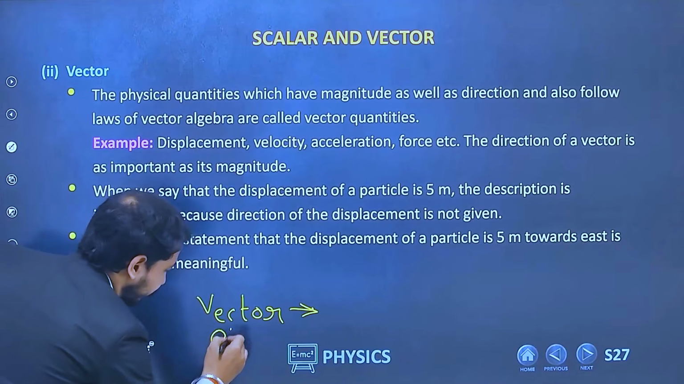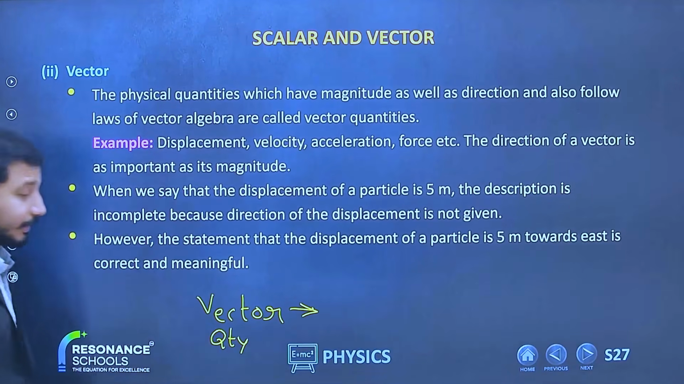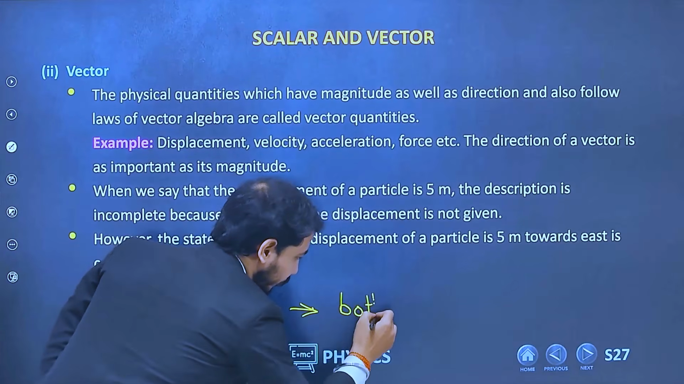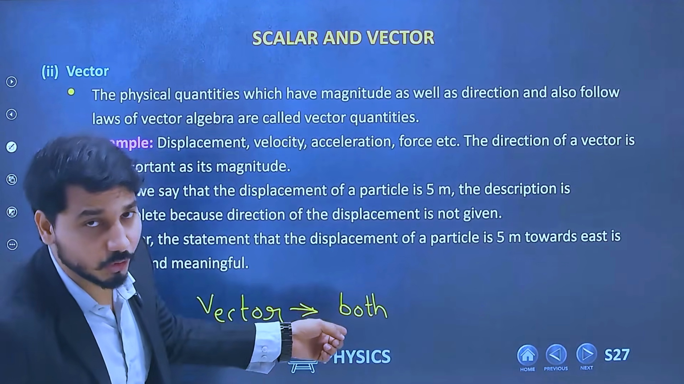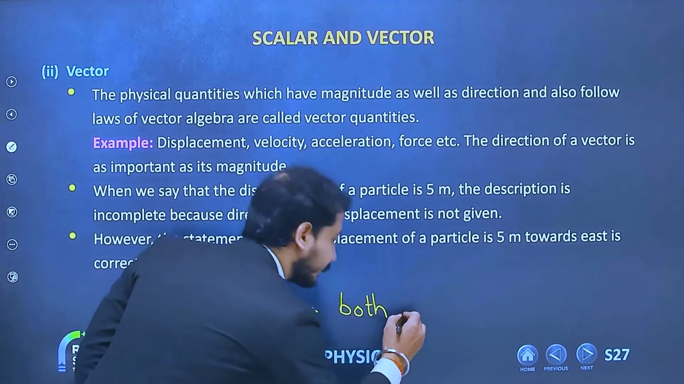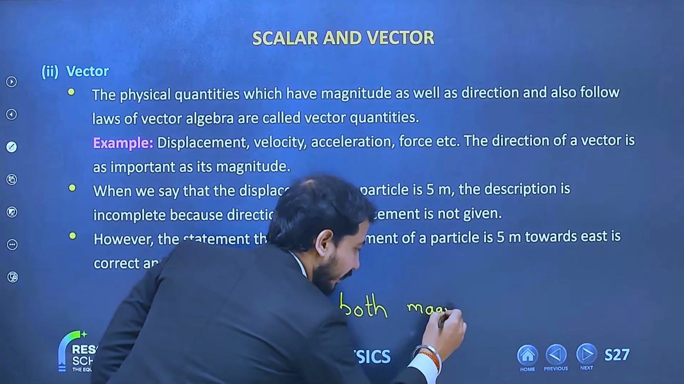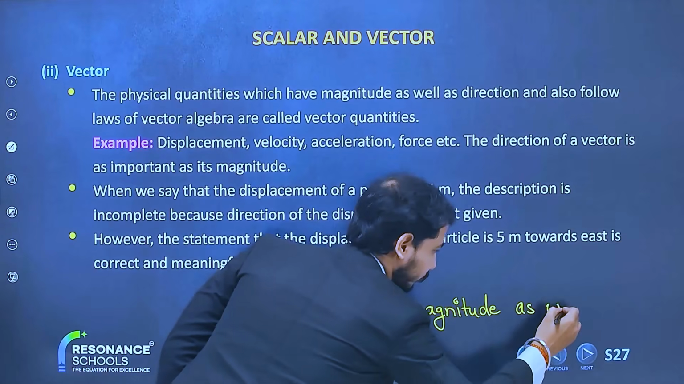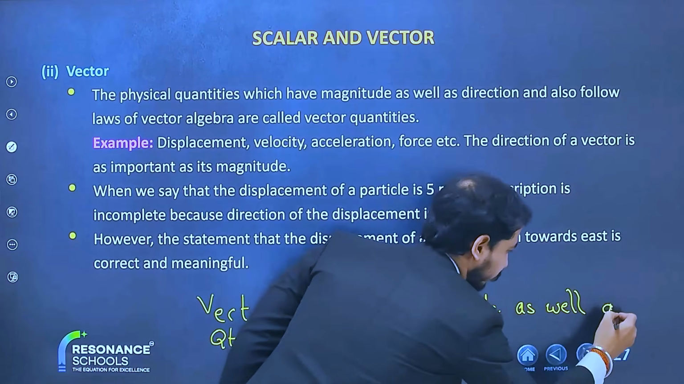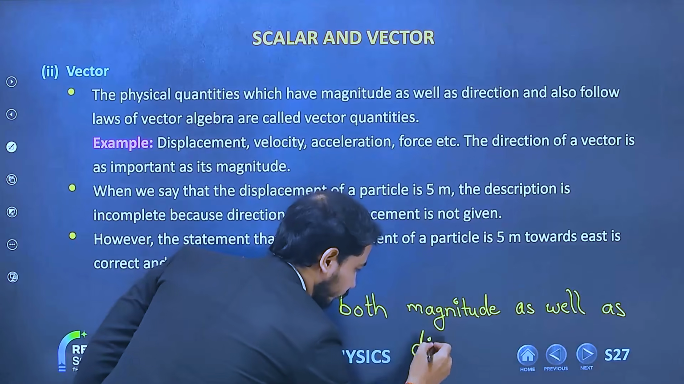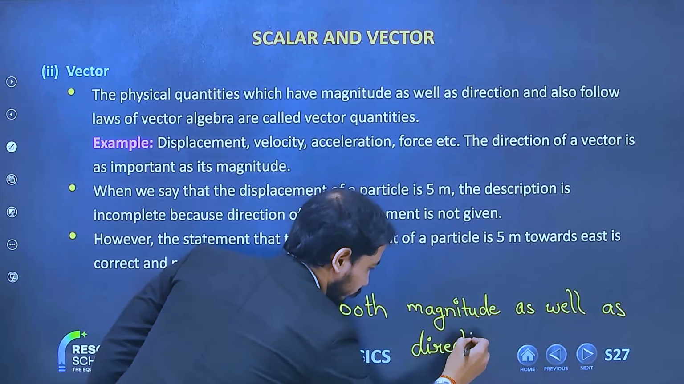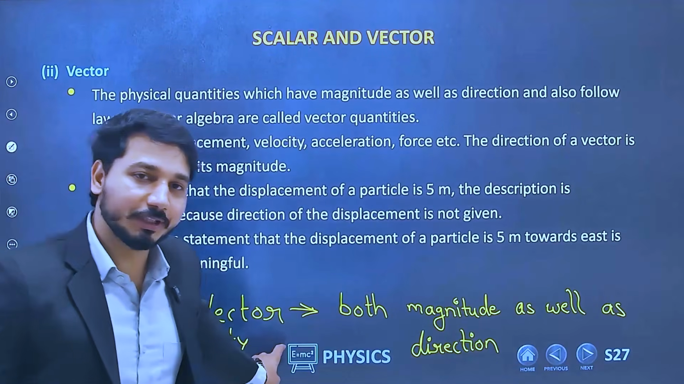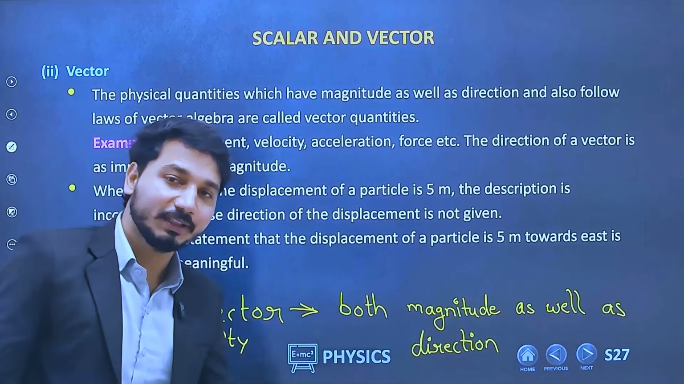Vector quantity, short trick: have both. Earlier you have written only magnitude and no direction. Here you will write both magnitude as well as direction, right? The short trick to remember the vector quantity, which has both magnitude as well as direction.